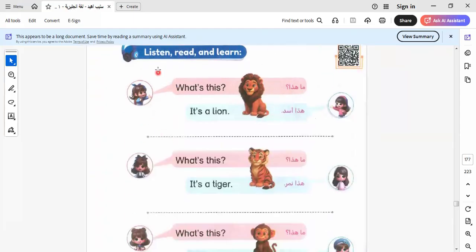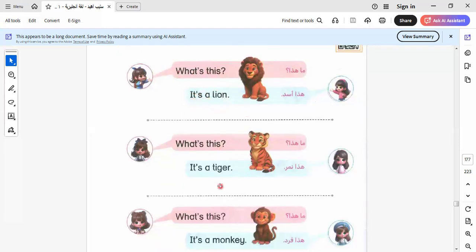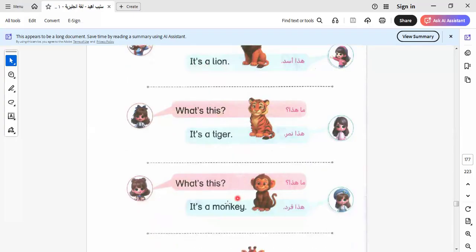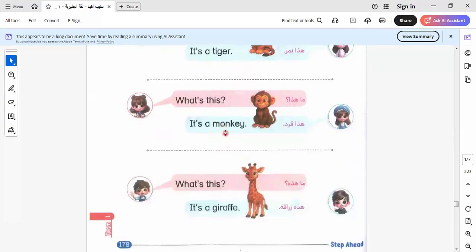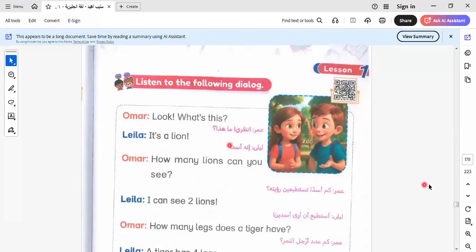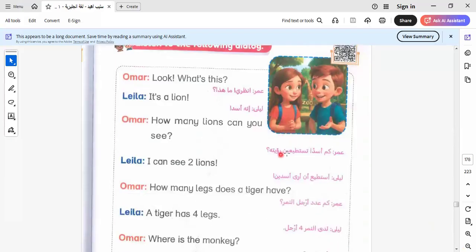Okay, here we say listen, read, and read. What is this? So here I ask about something. We say it's a lion. What is this? It's a tiger. What is this? It's a monkey. So here I ask about something, I use the keyword what. Okay, let's go to this dialogue and read it together.